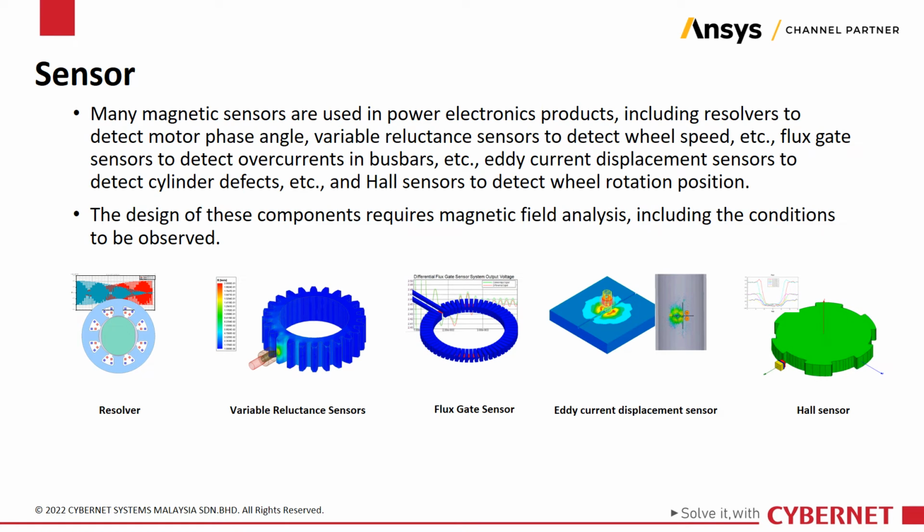These are some examples of sensor analysis. Many magnetic sensors are used in power electronics equipment and systems. This includes resolvers that detect the pace angle of motors, variable reluctance sensors that detect wheel speed, flux gate sensors that detect overcurrents in bus bars, eddy current displacement sensors that detect cylinder defects, etc., and Hall sensors that detect the rotating position of wheels. For the design of these sensor components, magnetic field analysis, including the sensor part and the state of the observed object, is indispensable.